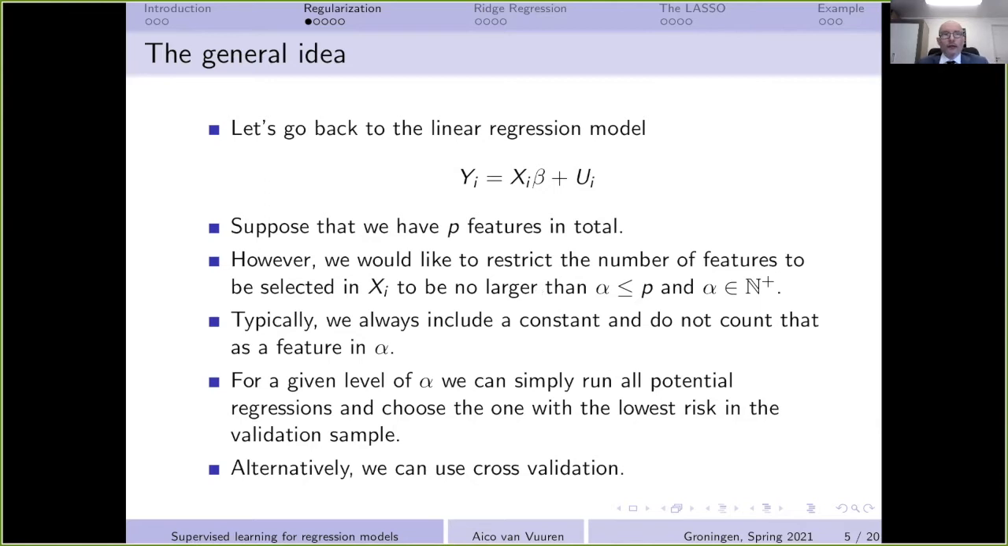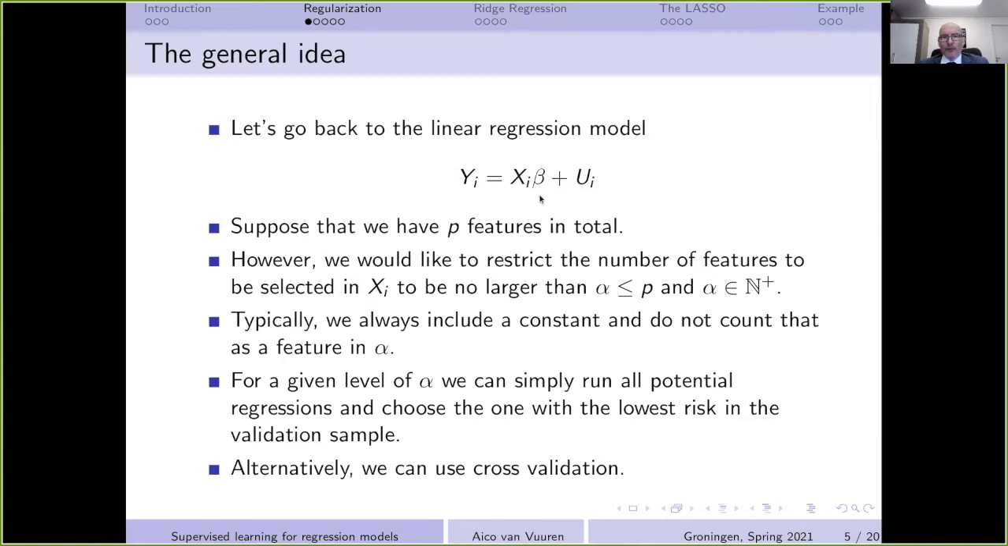In order to understand the idea behind regularization, it's best to go back to the model that we have so far. Remember that we have yi at the left-hand side, we have xi beta plus ui at the right-hand side, and we have in total p different features. Well, what we have said so far, and that was the main idea behind the previous slide, is that it would be impossible to try to estimate all of the potential regression models that we have over here.